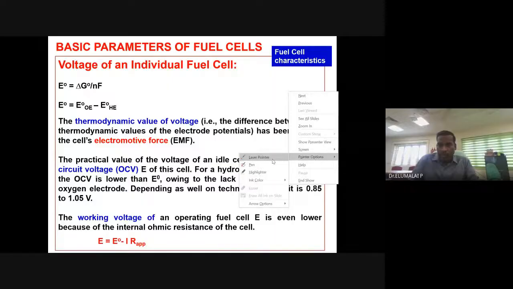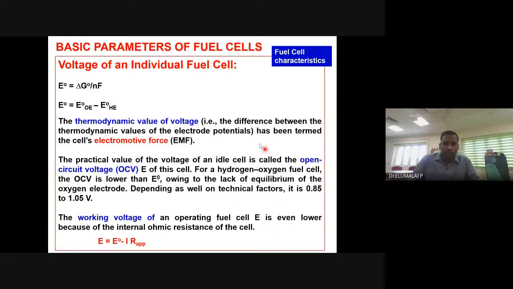Certain parameters characterize fuel cells. The first and foremost terminology, as we have seen, is the voltage. We have a thermodynamic voltage, or theoretical voltage. It can be obtained from the Gibbs equation, or the difference between the oxygen electrode and the hydrogen electrode. So that is a theoretical voltage.